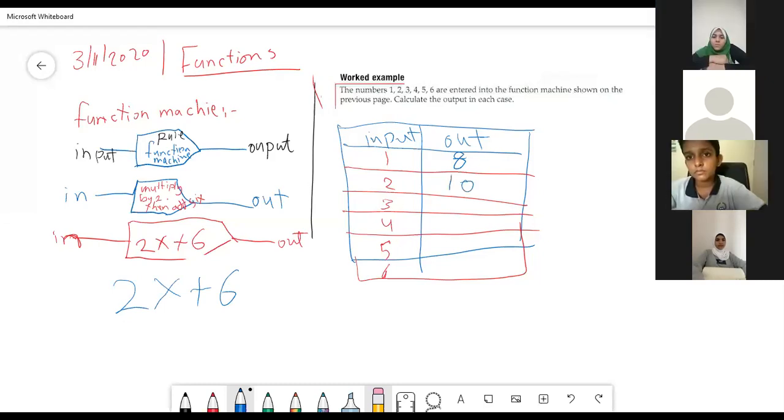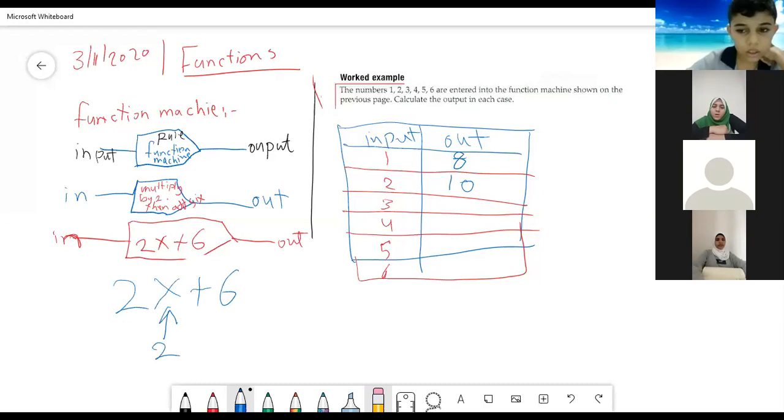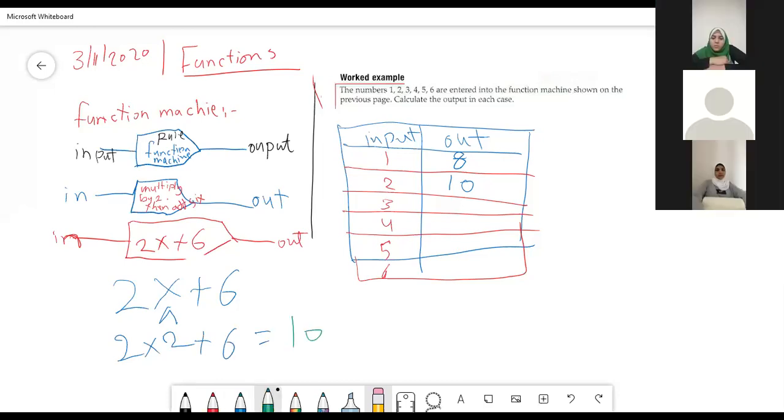Why? Because we replace x, the input, with 2. Now we have the input 2, so the output will be 2 times 2 plus 6. This will be 10.